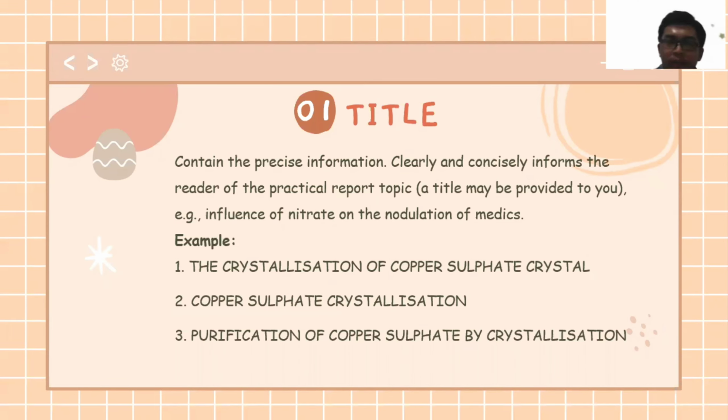Number 1. Title. The content is precise information that clearly and concisely informs the reader of the practical report topic. A title may be provided to you. E.g. Influence of nitrate on the modulation of medic. Examples. First, the crystallization of supersulfate crystal. Second, supersulfate crystallization. 3. Purification of supersulfate by crystallization.